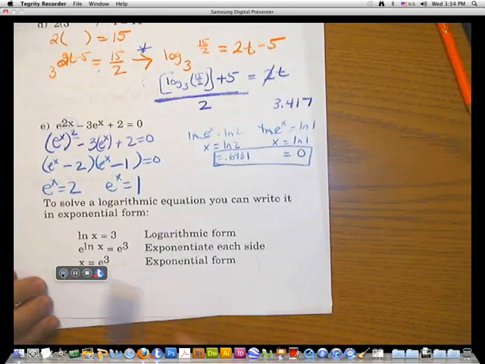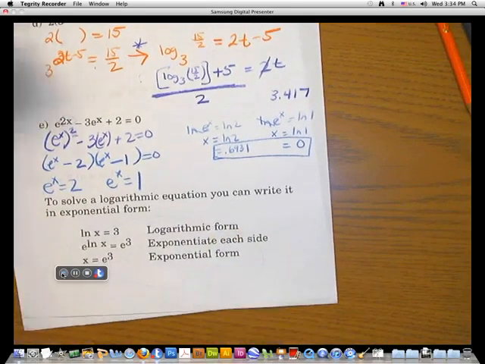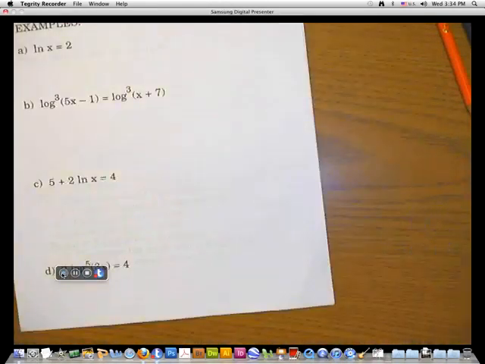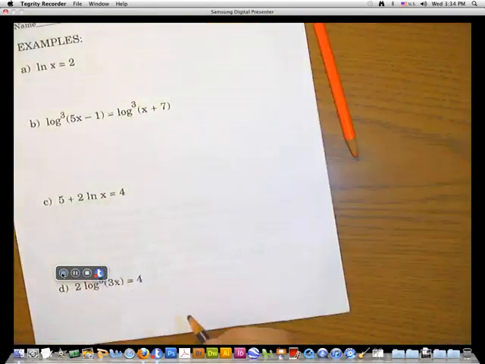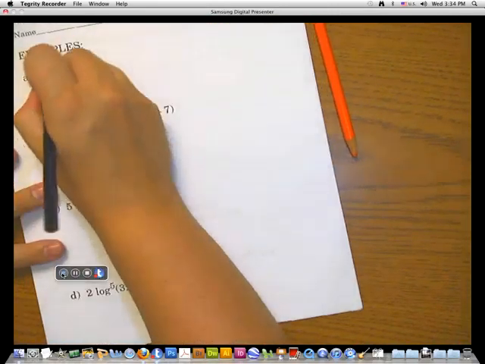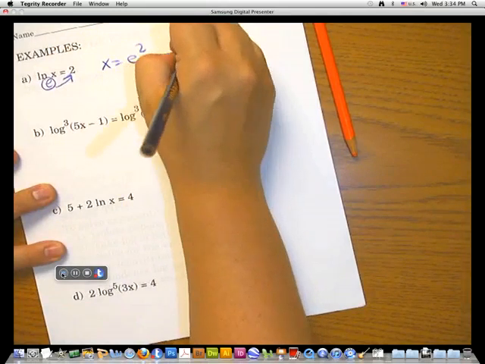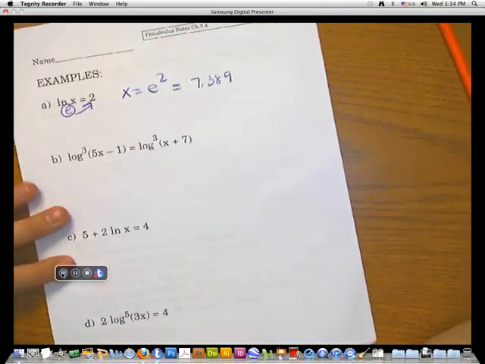So what this says down here with logs, because we're going to practice some of them, is now we're going to change them to exponents. When we had exponents, we changed them to logs. And now that we're going to practice some logs, we're going to change them to exponents. So in this case, natural log of x is 2. It starts with a log. I know what my base is. It's base e. So x is e squared. And you can punch that in your calculator to a couple, 3 decimal places.